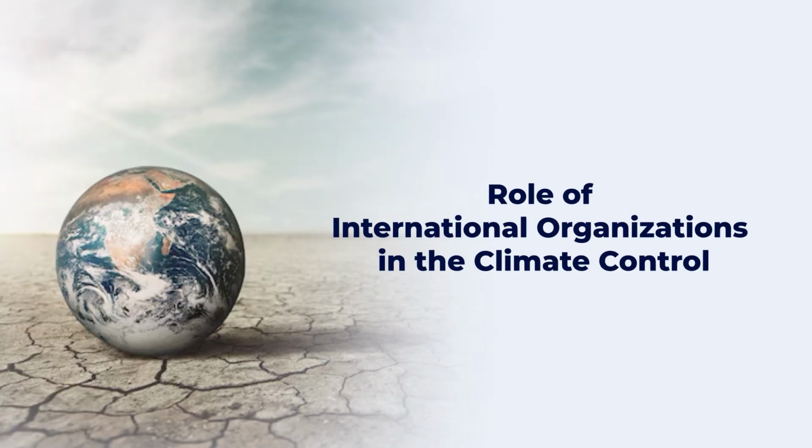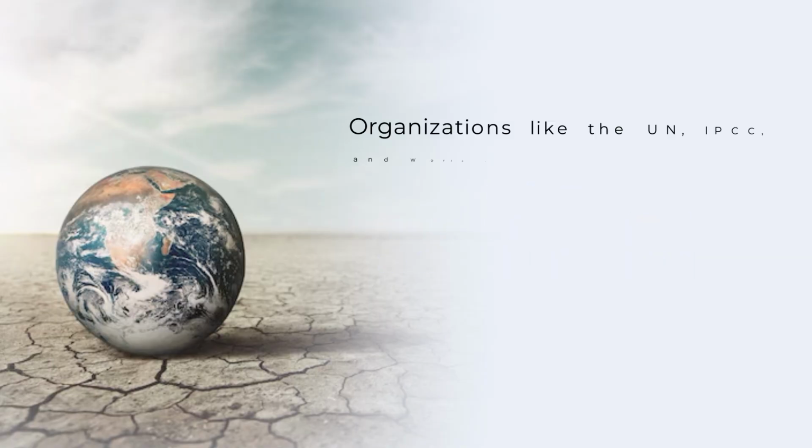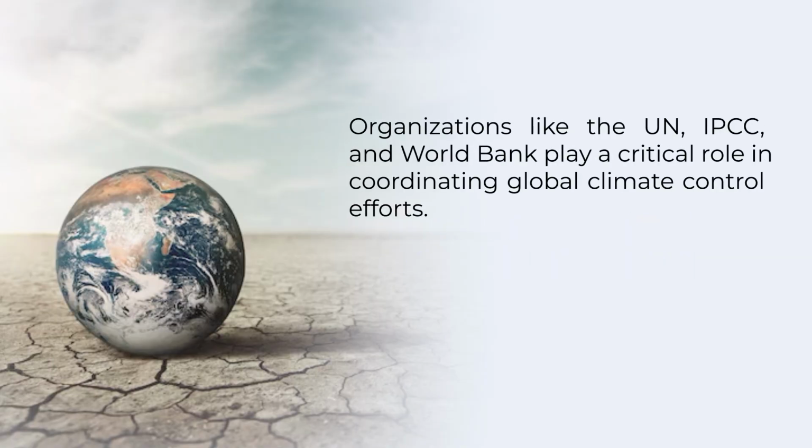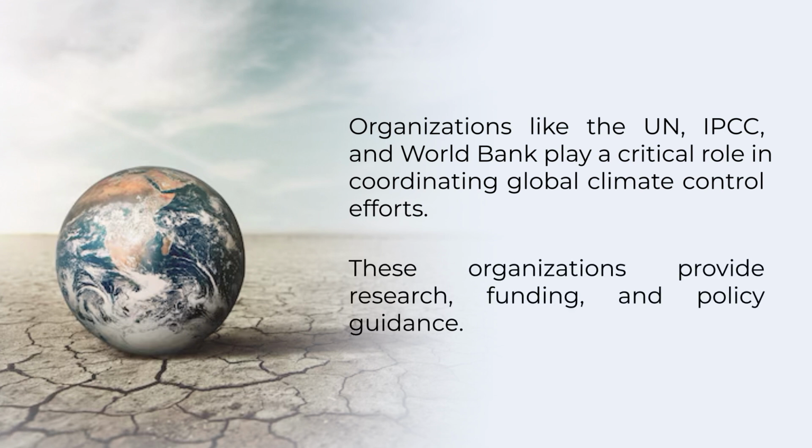Now, what is the role of international organizations in climate control? Organizations like the UN, IPCC and World Bank play a very critical role in coordinating global climate control efforts. These organizations provide research, funding and policy guidance. These are the bodies working for climate control, and they work in collaboration with each other to mitigate climate change.